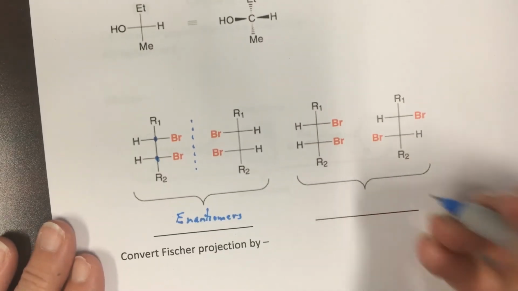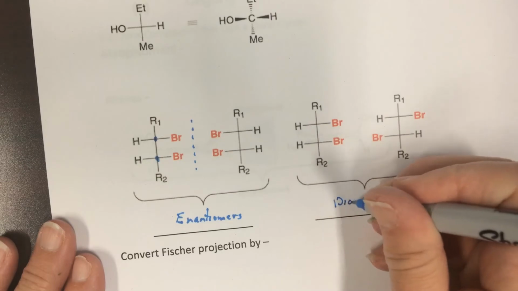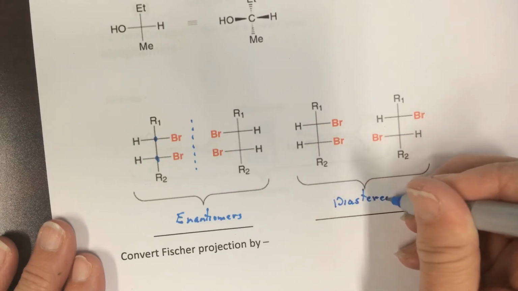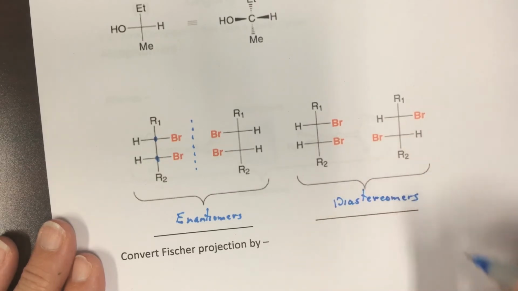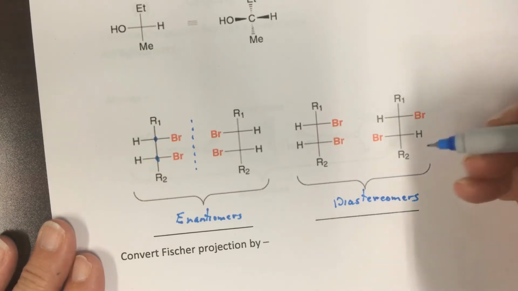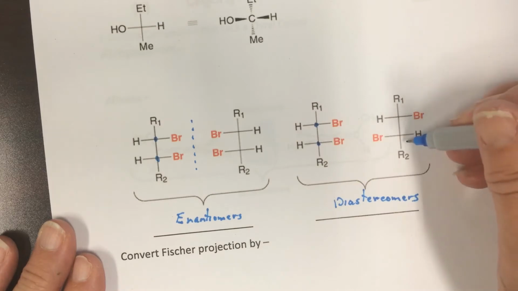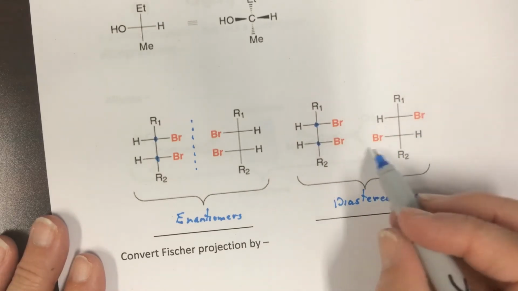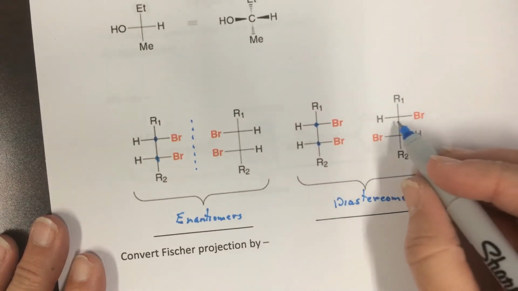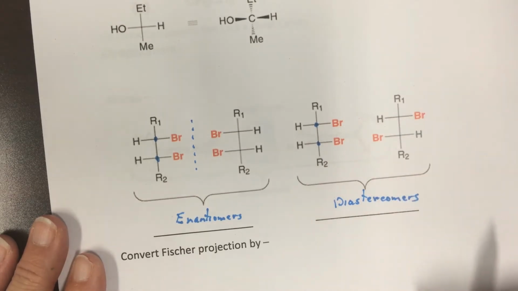Here we have diastereomers, because of our two chiral centers, only one of them has been switched. We've got the bromine on the wrong side here to be an enantiomer.